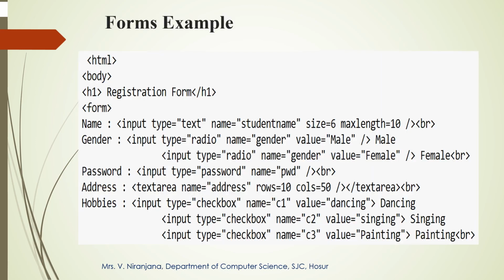Now we can see an example of forms. This is just a registration form, and we have given name and gender. For name, I have included the text box. For gender, we are including a radio button. Then for typing the password, we have given input type equal to password. Then for address, we have included a text area with 10 rows and 50 columns. Then for hobbies, we have included checkboxes. I've given 3 hobbies: dancing, singing, and painting.